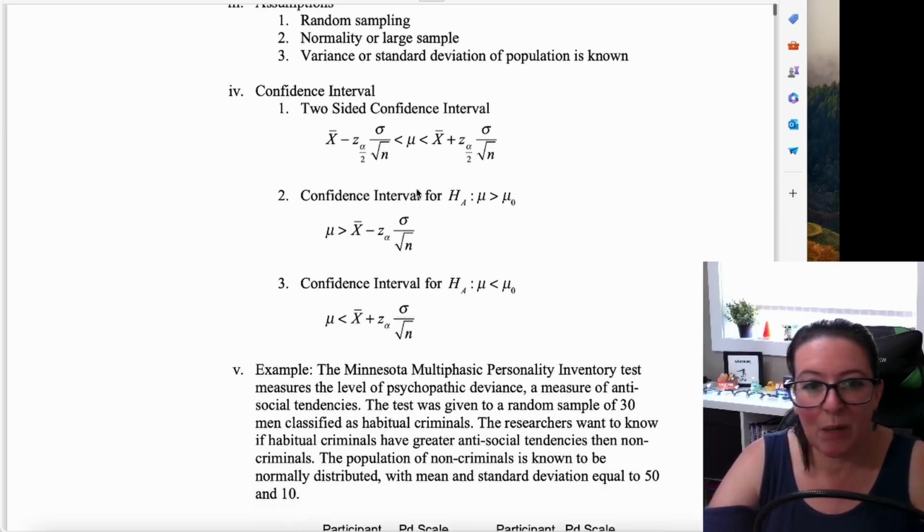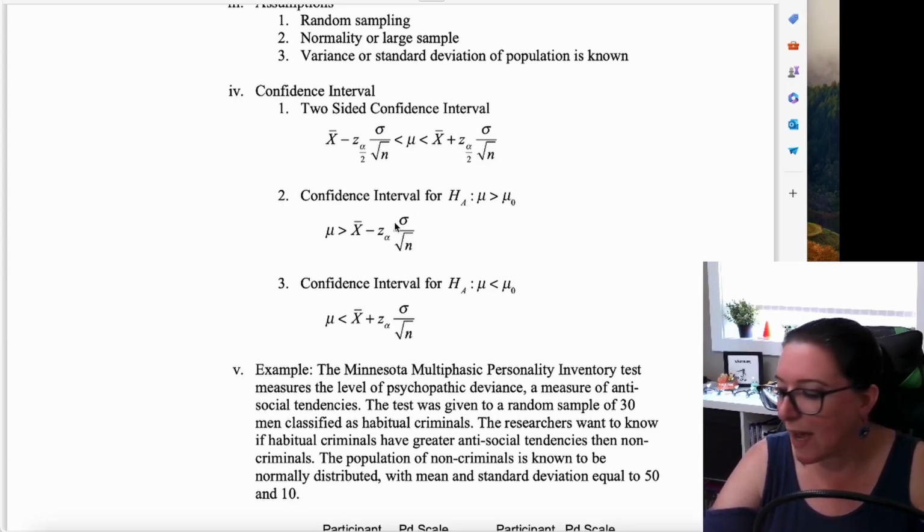In previous videos, we talked about confidence intervals. And so if you are doing a null hypothesis that is equals and an alternative hypothesis that is not equals, then you could find a two-sided confidence interval to go with that hypothesis test. If we are doing a one-tailed test, then we're simply just focusing on one side of that confidence interval, essentially.